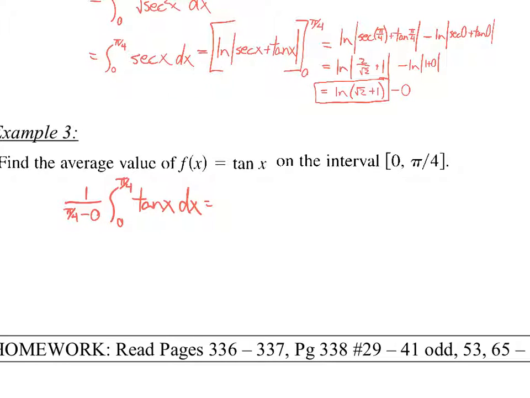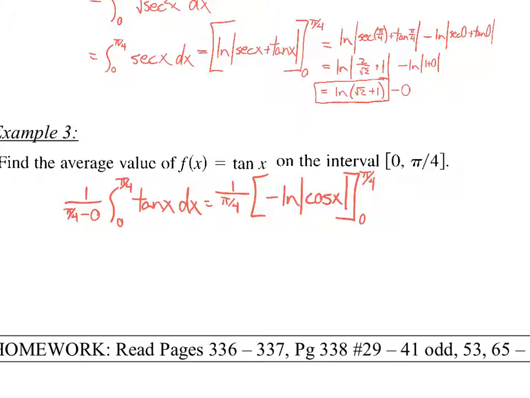What's the integral of tangent? That's the other way around, that's derivative. What's the integral of tangent? Integral of tangent is negative natural log of the absolute value of cosine. So 1 over pi over 4 times negative natural log of the absolute value of cosine, and we're going to evaluate that from 0 to pi over 4.